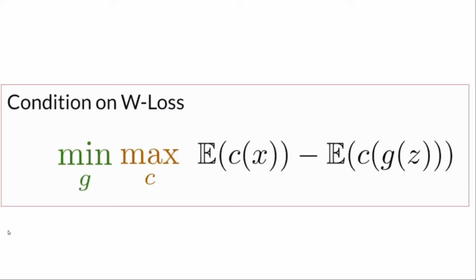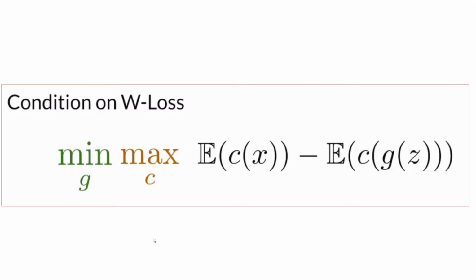So here is the mathematical expression for Wasserstein loss. The W loss is a simple expression that computes the difference between the expected values of the critic's output for the real example X and its predictions on the fake example G of Z, where Z is the noise vector. The generator tries to minimize this whole expression, trying to get the generated examples to be as close as possible to the real examples. But the critic wants to maximize this whole expression because it wants to differentiate between the reals and the fakes. So the critic wants the distance to be as large as possible.